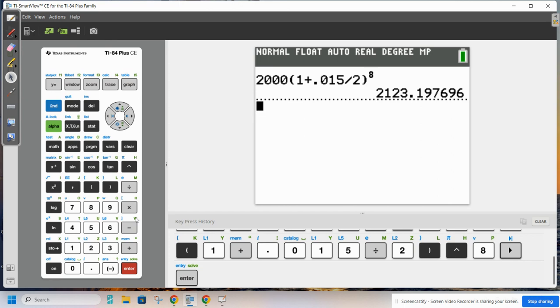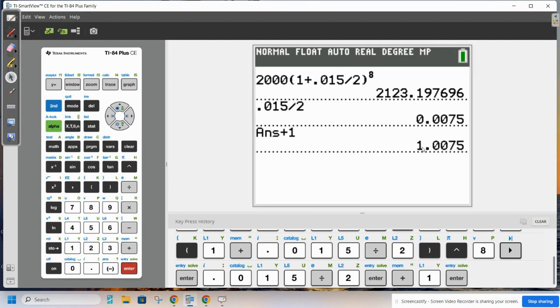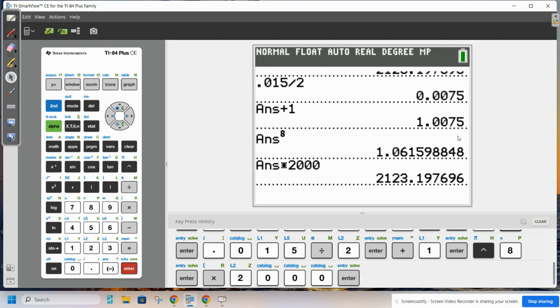It is. But especially on a scientific calculator, I'm hesitant to tell you to type it all in at once. That's why instead I would probably do something like this, where I would take 0.015 and divide that by 2, take that answer and add 1. This is what's inside the parentheses, so 1.0075 gets raised to the 8th power. And then we take that and multiply it by 2,000. And you'll see we get the exact same answer as what I had when I typed it all in at once.